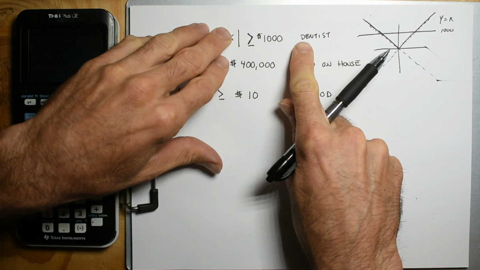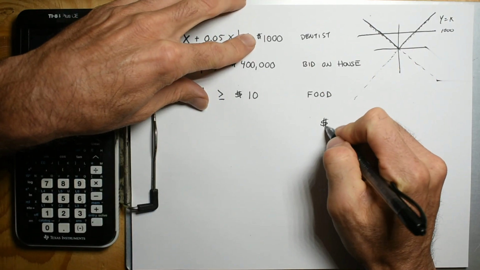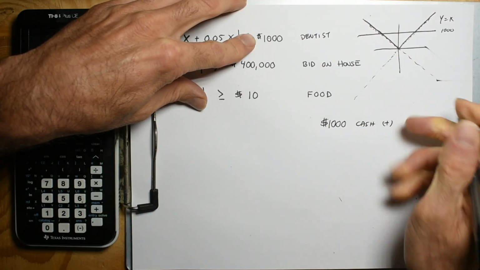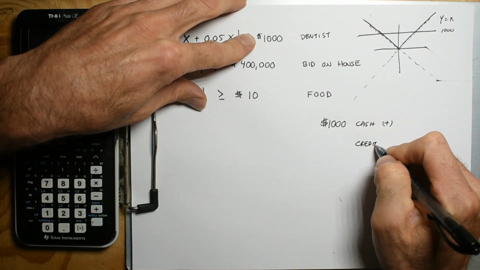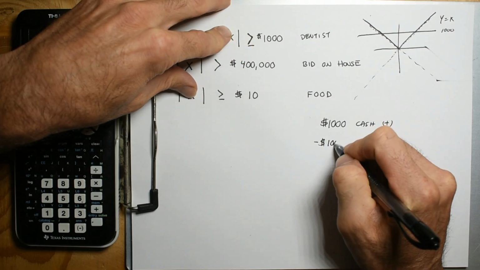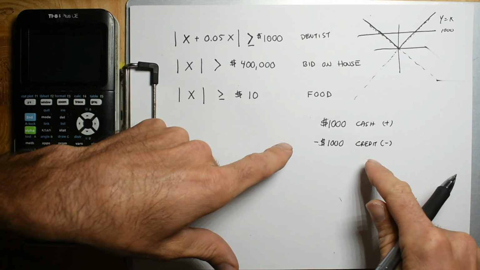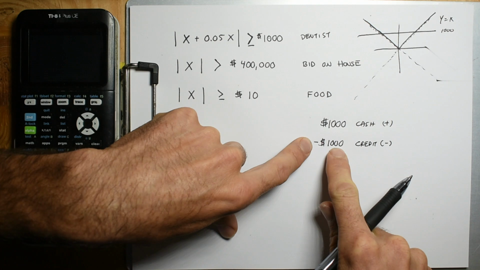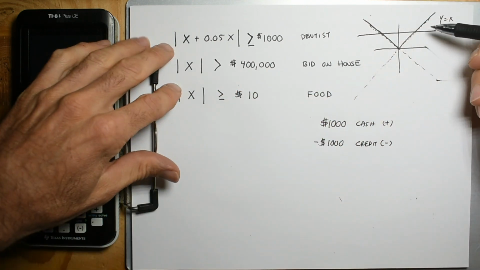I'm going to show you an example. I could pay the dentist $1,000 in real cash, and I'm going to say that's positive money. Or I could do credit, and I'm going to say that's negative money. I could give them $1,000, and they're getting paid. But you could consider negative $1,000 as negative money. And here is the equation that does that.